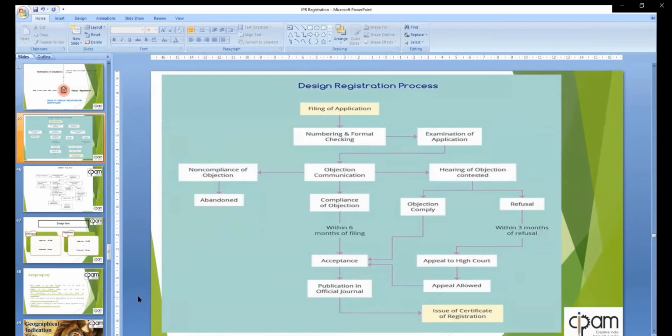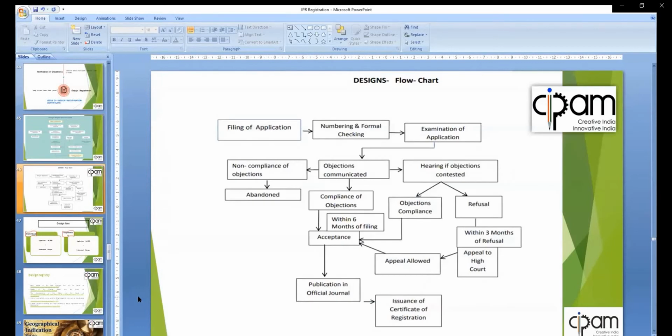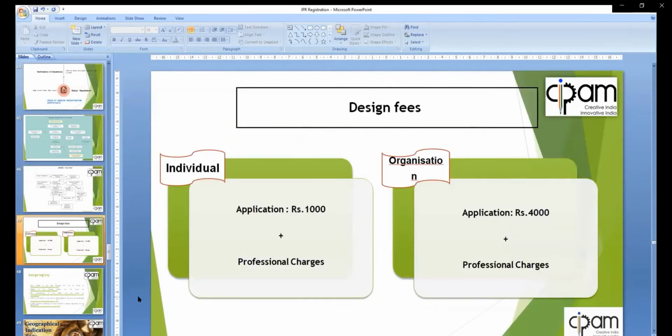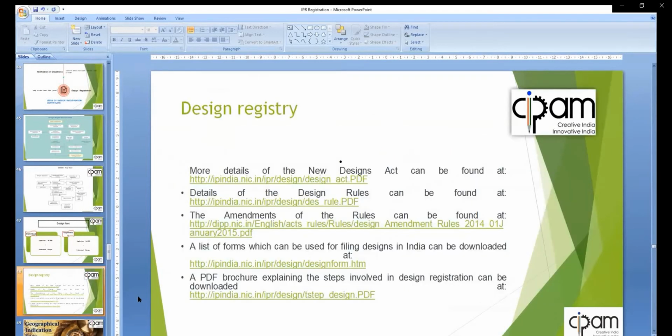So this process is also very fast because it has huge industrial application, and mostly MSME startups file for design registration, to enhance our economy and for economic benefits. So the process is fast and enhanced. Design fees: the application fee is 1,000 rupees plus professional charges for an individual, and 4,000 plus professional charges for an organization. So the design registry is also under IPM.